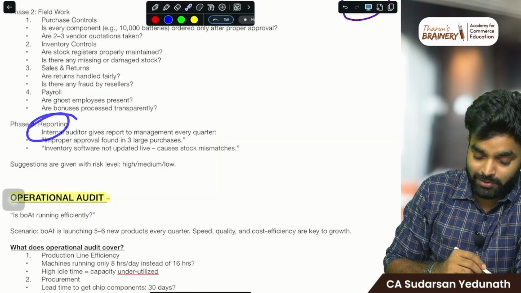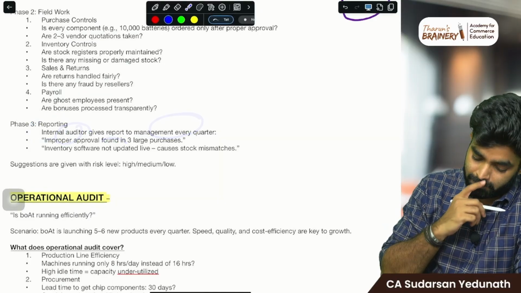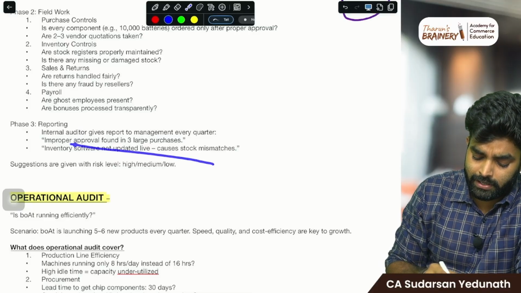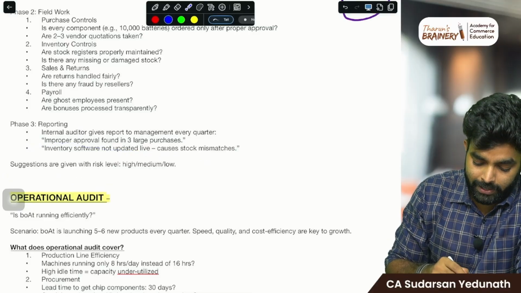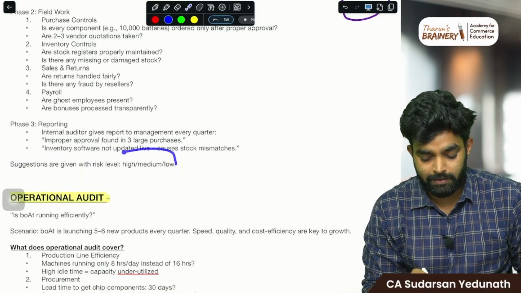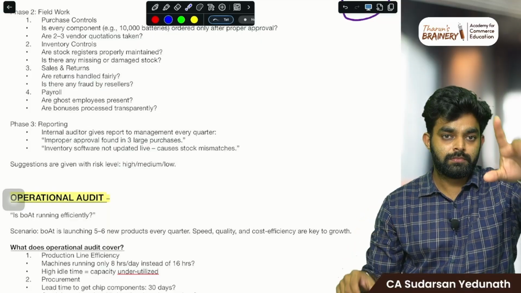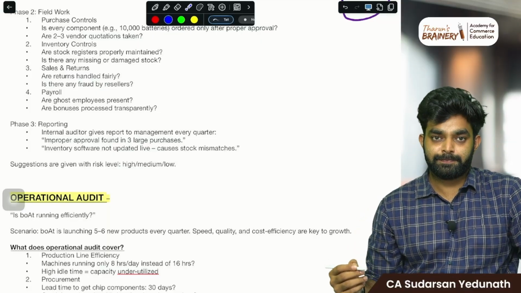Then for reporting also, he will check whether the internal auditor gives a report to management every quarter. Lots of things. Once his auditing is finished, he will prepare a small report and give suggestions: whether the risk is high, whether the controls are operating well or badly, everything. You have to understand all of these things.